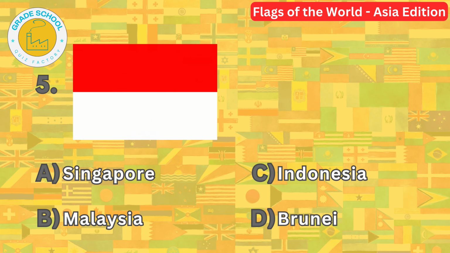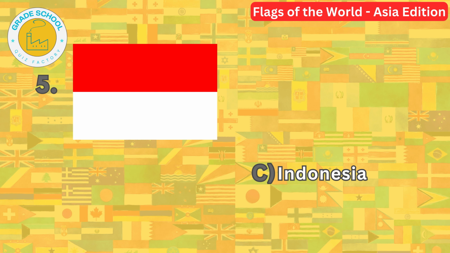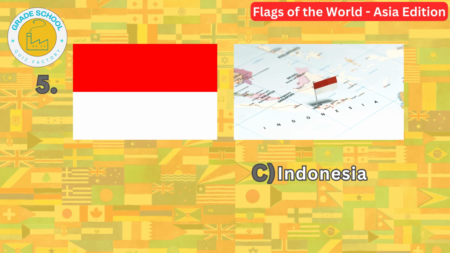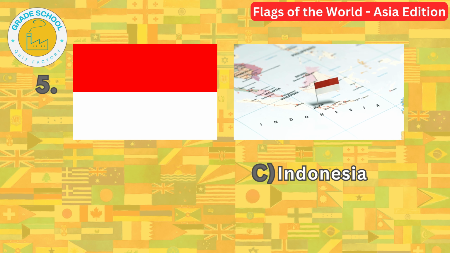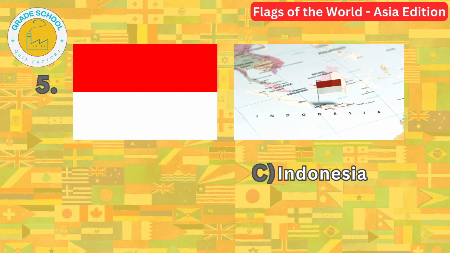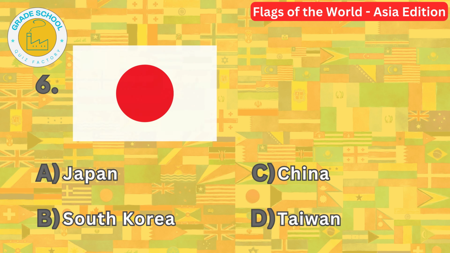Moving on to number 5. The correct answer is letter C. The flag of Indonesia has 2 horizontal bands of red and white, which are derived from the banner of the 13th century Majapahit Empire. The flag is also similar to the flag of Monaco, except that the Indonesian flag is wider.